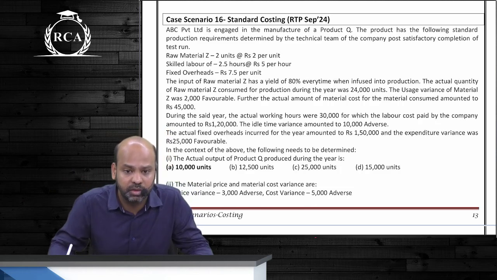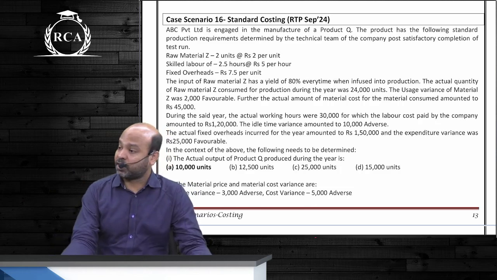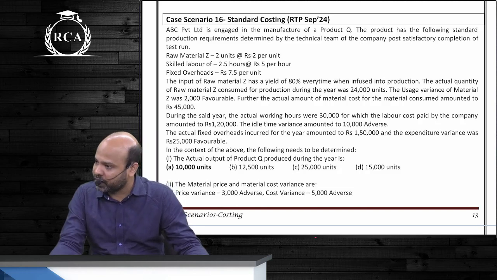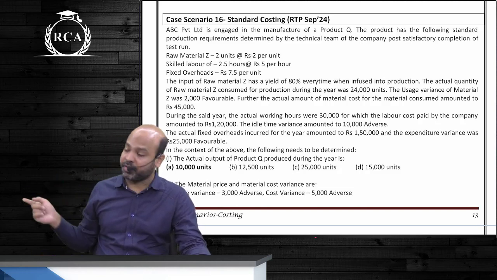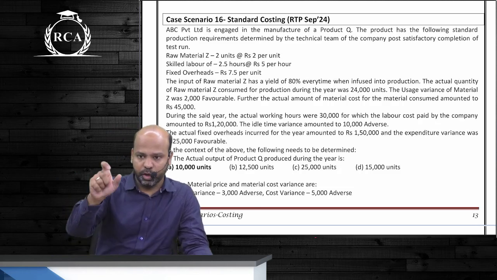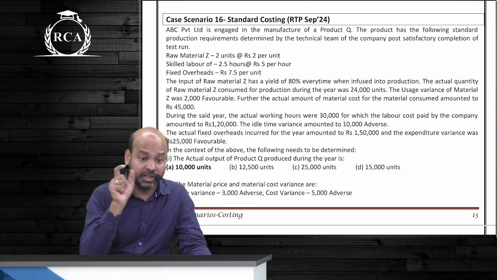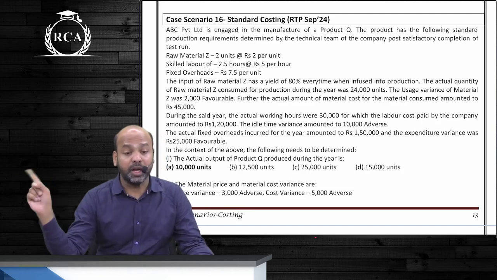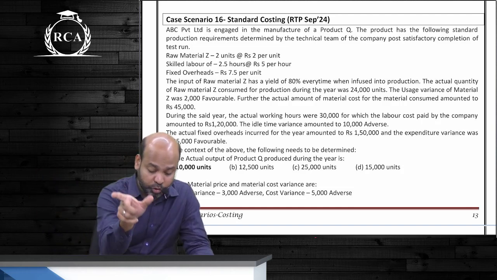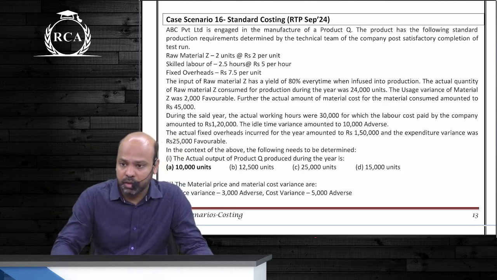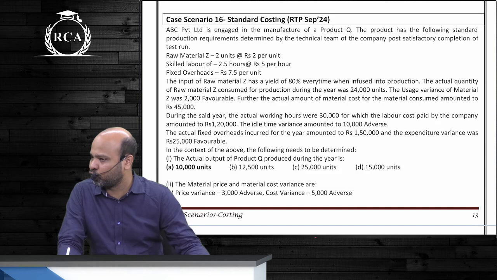How much should it be? We actually need 2.5 units of Z, using which I will get 1 unit of the final product. Out of 2.5 units, I will end up losing 20%, leaving 2 units. That will give me 1 unit of the final product. So though they gave 2 units, it should be 2.5, because of that yield ratio of 80%.